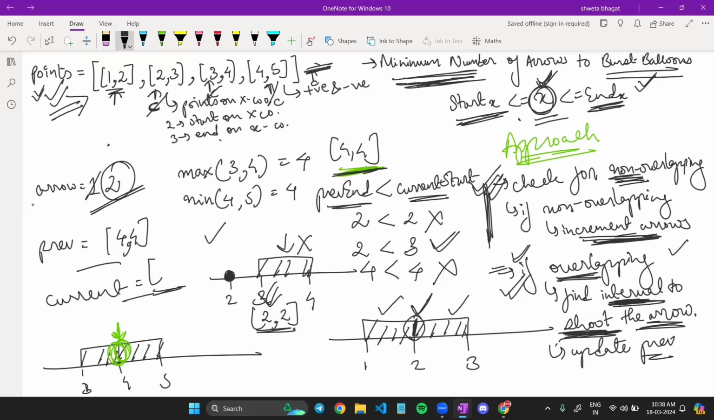So what is our answer? Our answer is 2. And how are we getting this answer? We are getting this answer by firstly shooting an arrow at the point 2, 2 in order to burst these 2 balloons. And the second arrow we are using to burst these 2 balloons. And where are we shooting that arrow? We are shooting that arrow at 4, 4. Correct? So if we shoot an arrow at 2, we are able to burst these 2. If we shoot an arrow at 4, we are able to burst these 2. And our answer would be 2. Now I hope it's clear to you all. So let's quickly code this.